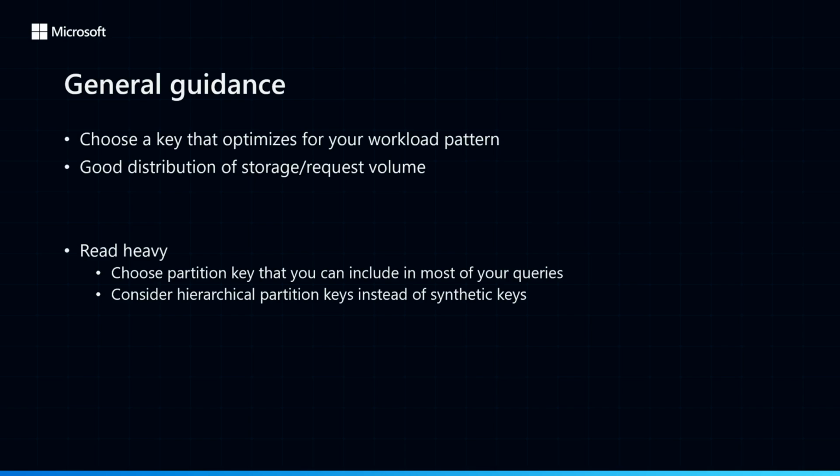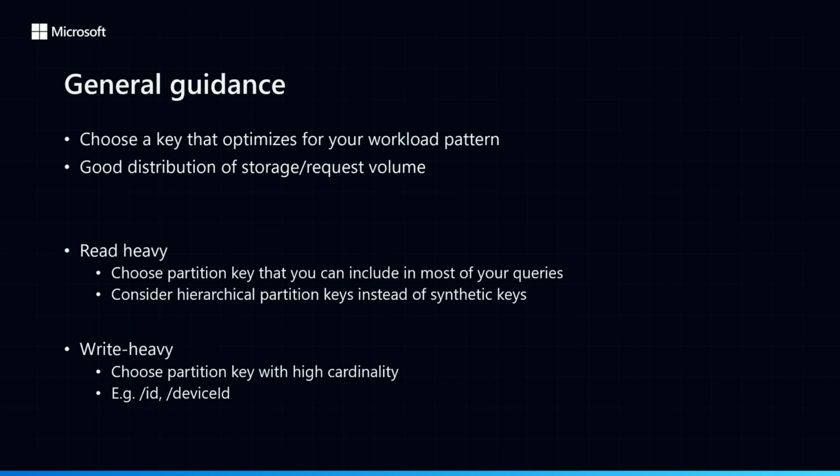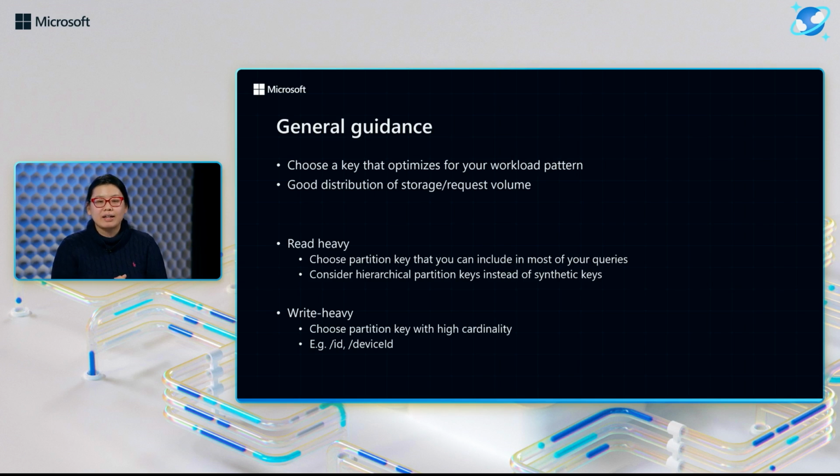If your workload is read-heavy, you'll want a partition key that you can include in most of your queries. So in that store example, we did store ID and then transaction ID as our partitioning strategy, and we can include the store ID in most of our queries. If you have a workload where you otherwise would have used synthetic keys, we recommend you use hierarchical partition keys, now in preview. If you have a write-heavy workload, it's recommended to choose a partition key with high cardinality, or a lot of unique values. So these are scenarios like IoT, device ID, vehicle ID, things that have basically GUIDs are the most random way you can really distribute your data evenly across the container and get the most throughput there.